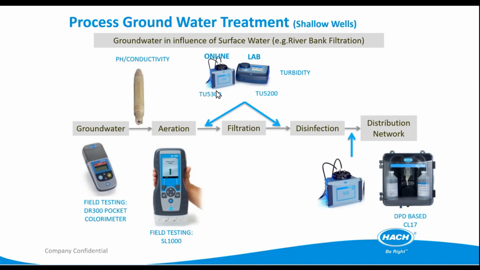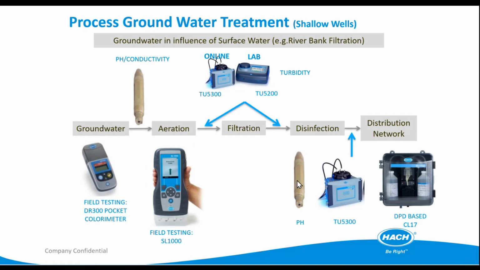For this step, we use the TU5 and TU5300 for online, and TU5200 for labs to monitor the turbidity. These use the same technology, the 90 and 360 degree detection technology. This is a patented technology from Hach. So we monitor the turbidity of the water. If it's very clean, we'll go to disinfection. Normally we use chlorine to disinfect the water. From here, if we use chlorine, we will use the CL70 to monitor the residual chlorine. So that is what we monitor for groundwater.